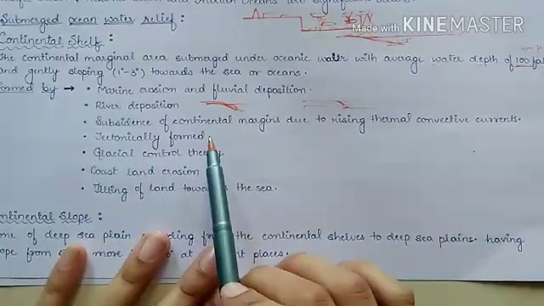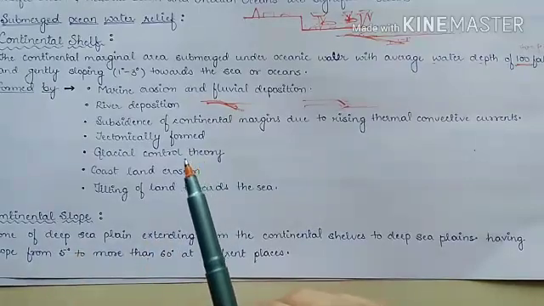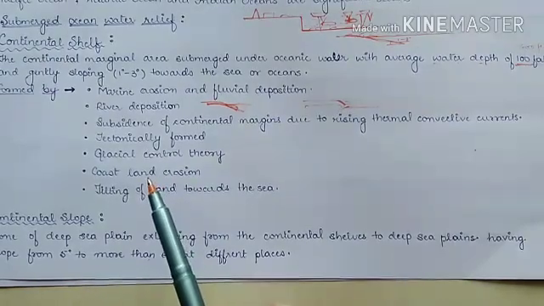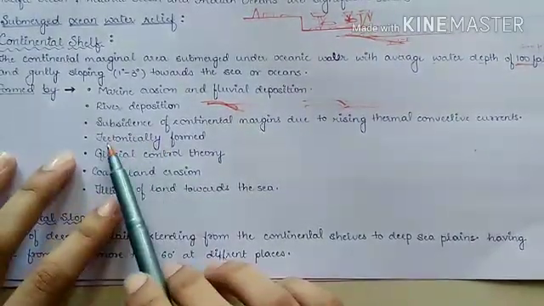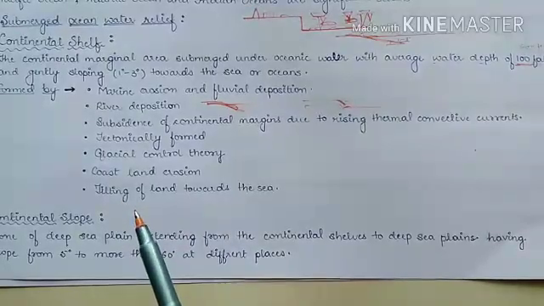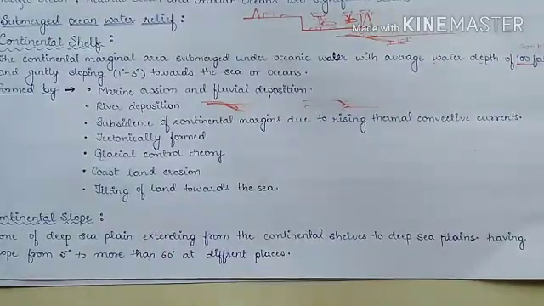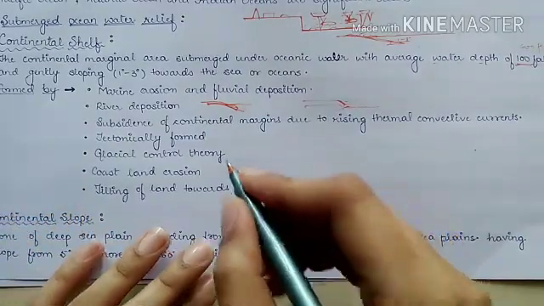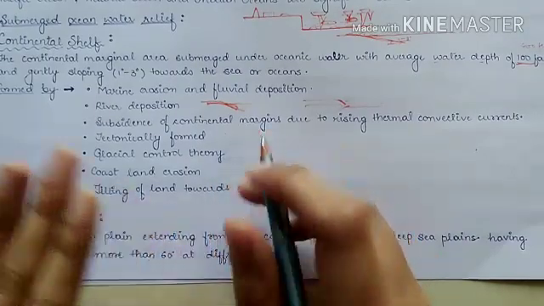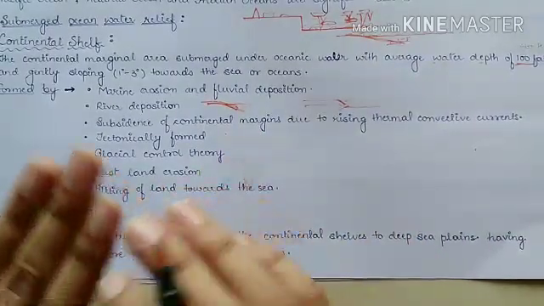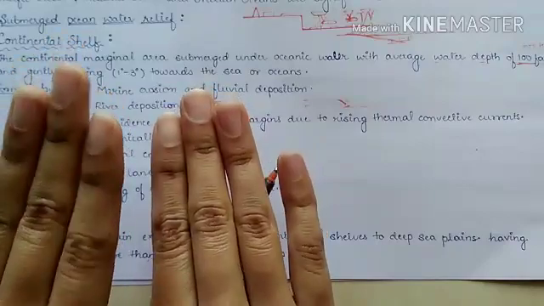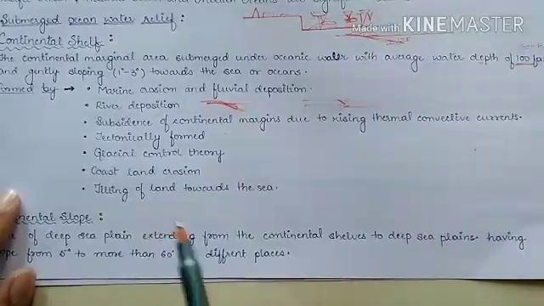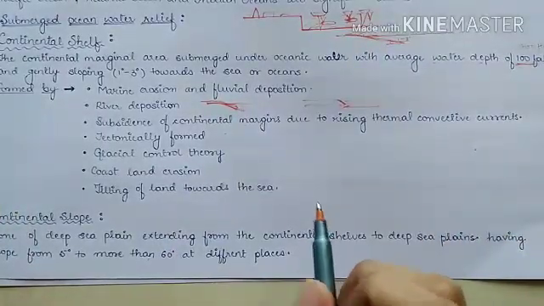Next we have tectonically formed continental shelf. Tectonically formed continental shelves are formed when parallel faults are created in the continental margin. During this time, the marginal land area subsides and submerges under the seawater. Because the faults are formed, one part will subside and be submerged inside the water, and this submerged part becomes the continental shelf.